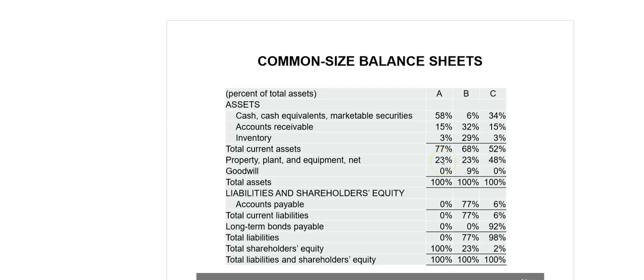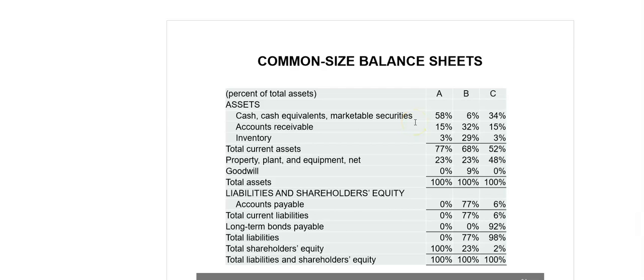Also note that company A has relatively little inventory or no accounts payable on its balance sheet. It has either not yet established trade credit or it is in the process of paying off its obligations as it is in liquidation. It may thus be a startup company or a company that is at the liquidation stage.